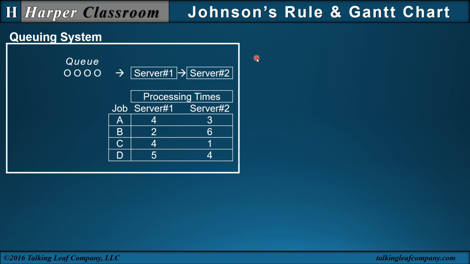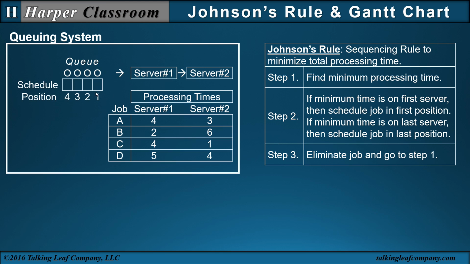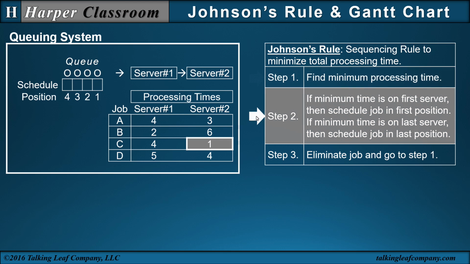then leaves the system. Johnson's Rule is an algorithm, and each iteration is made up of 3 steps, and the result is a schedule from the first position to the last position, and that schedule will minimize the total processing time. So let's start with step 1. Find the minimum processing time. The processing time is all 8 times of all 4 jobs, and the minimum time is 1. Step 2. Since the minimum time is on the last server, then schedule the job in the last available position.